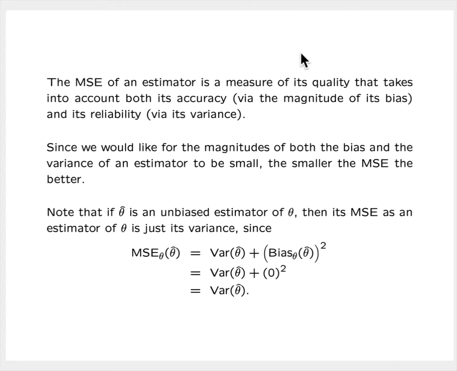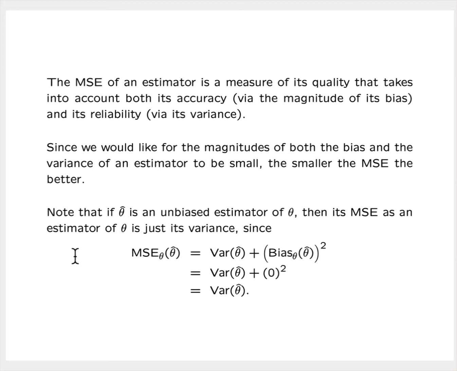But if we only focus on the variance, we're ignoring the bias, and therefore we're ignoring the accuracy. On the other hand, if we only think about whether or not an estimator is biased, then we're not taking into account the reliability of the estimator. And so what we want to do typically would be to choose an estimator that has the smallest MSE possible. So the smaller the MSE, the better.